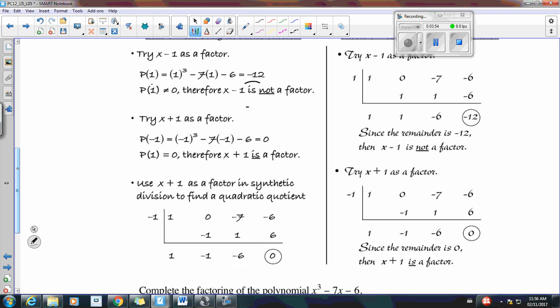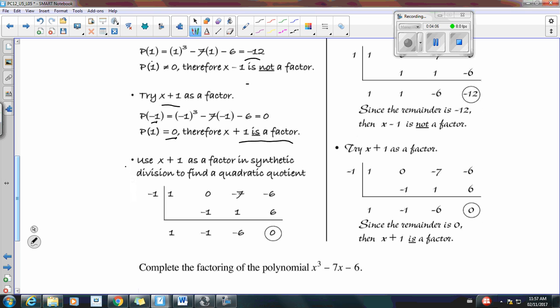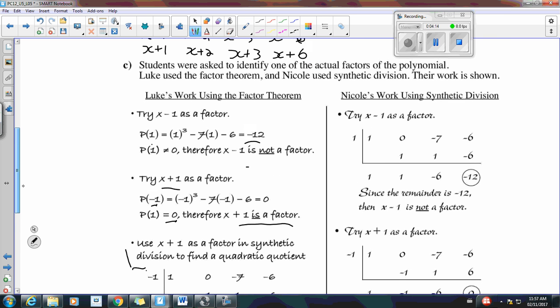So he moved on to his next factor, trying x plus 1. He substituted in the zero of that, which is negative 1, and found the remainder to be 0, so that tells us for sure it was a factor. He then used synthetic division. You could, of course, also use long division to figure out what is left after dividing.